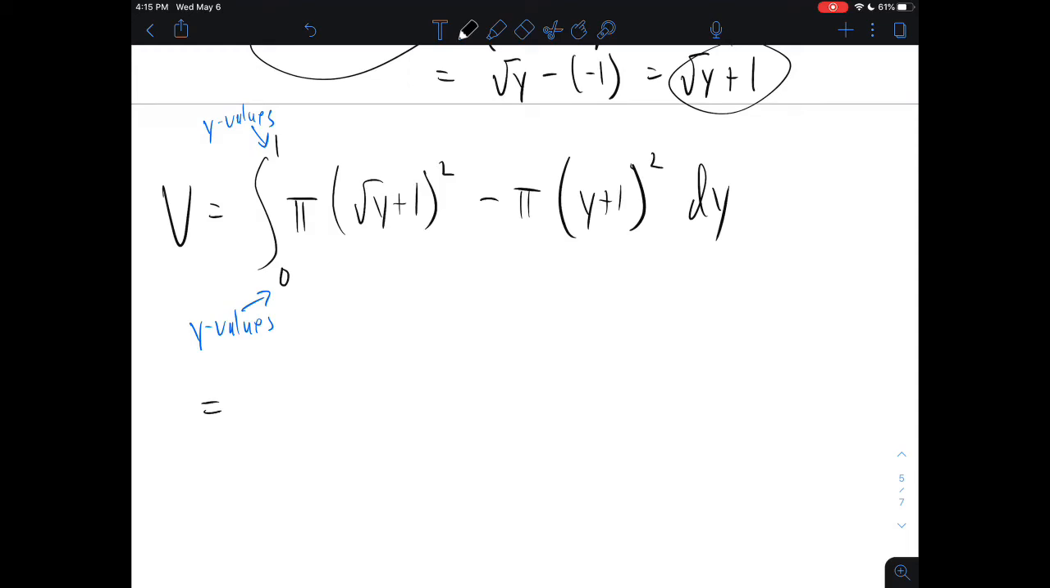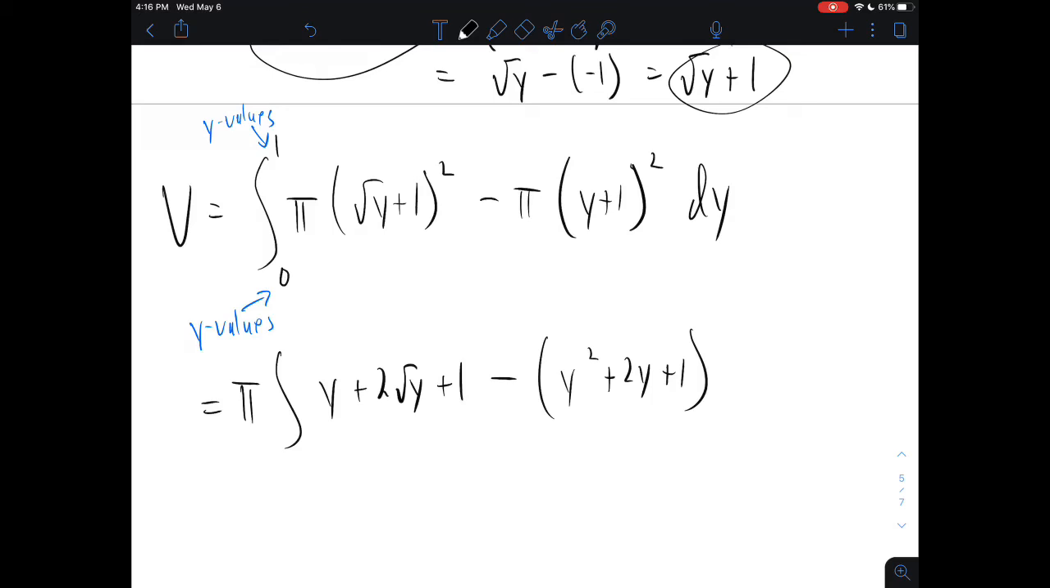So that's the setup. Once you've gotten to the setup, everything should be a lot easier after this point. You just need to use your algebra skills correctly to get an integrand, use your integration techniques that you've seen to then get your antiderivative, and then just evaluate your antiderivative correctly. So I'm going to factor out pi. I'm going to square the square root of y plus 1, which leaves me with y plus 1. And then I have to subtract y plus 1 squared. That's y squared plus 2y plus 1. Make sure you're using parentheses on that subtraction so you don't forget to subtract everything.